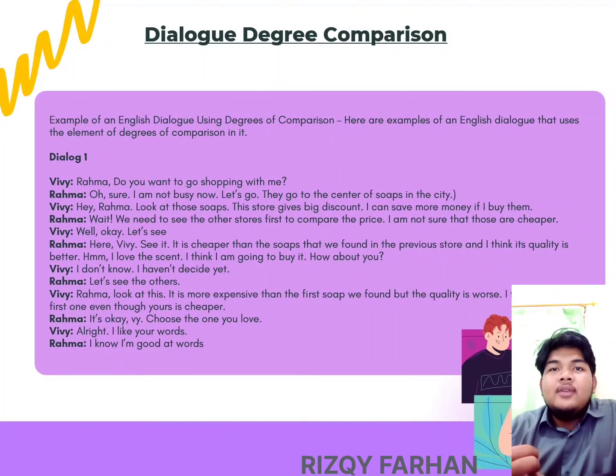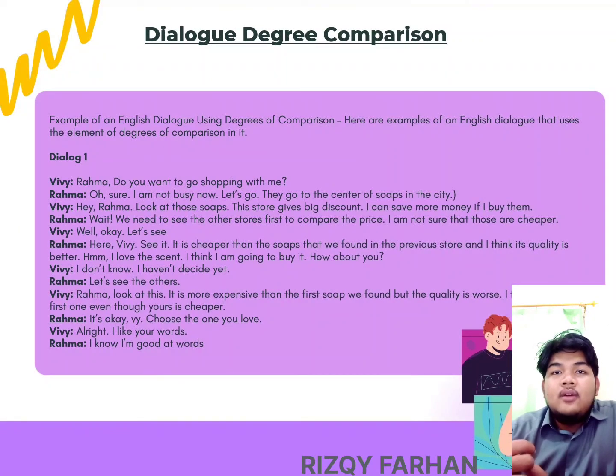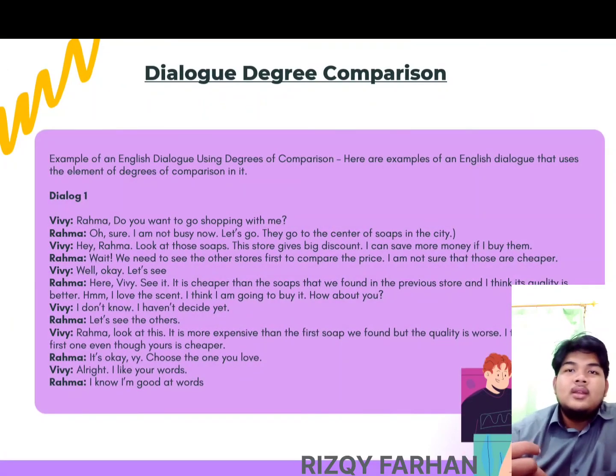Rahma: Here Vivi, see it. Is it cheaper than the shirt that we found in the previous store? And I think its quality is better. I love the scarf. I think I am going to buy it. How about you? Vivi: I don't know. I haven't decided yet. Rahma: Let's see the other. Vivi: Rahma, look at this. It is more expensive than the first shop we found, but the quality is worse. I think I love the first one, even though yours is cheaper. Rahma: It's okay, Vi. Choose the one you love. Vivi: Alright, I like your words. Rahma: I know, I'm good at work. Thank you.